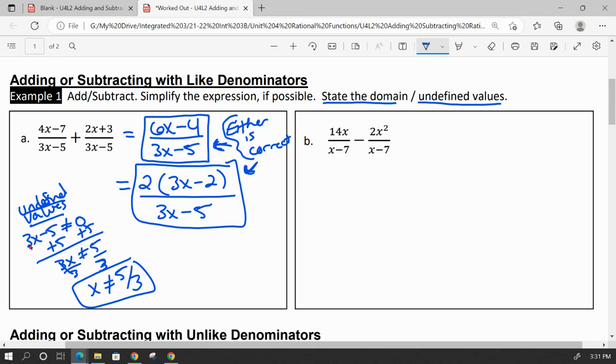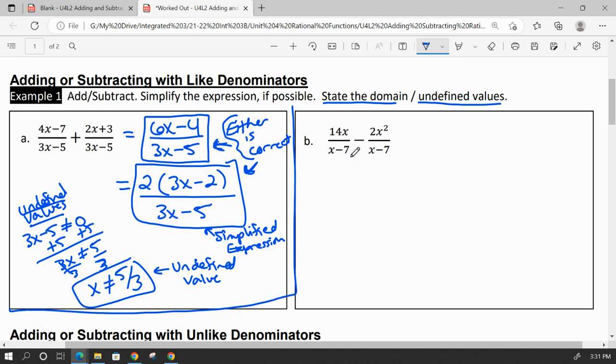So if I were to put 5/3 in for x here, I would get 0 in the denominator, which is not allowed. So this is my undefined value. And this is my simplified expression. And you do need to have both in order to get 100% on each problem.